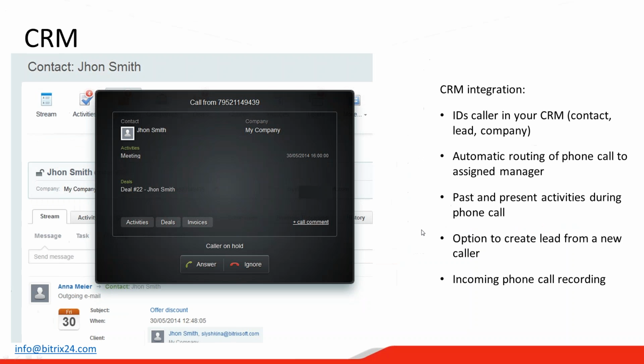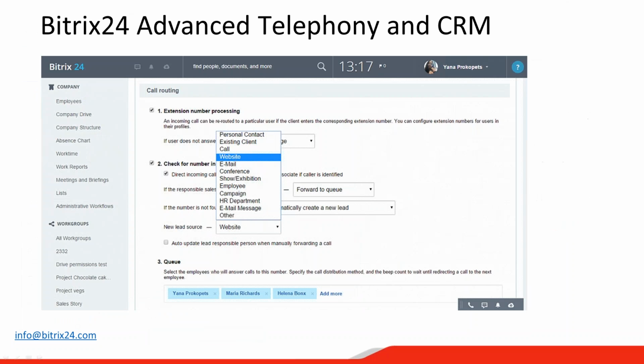Now, in the CRM, this is just a quick screen to give you an example of what this would look like. A call comes in from a number, the CRM recognizes that number, and it gives an operator the option to answer, and it provides links to the various parts of that lead, the activities and that contact.